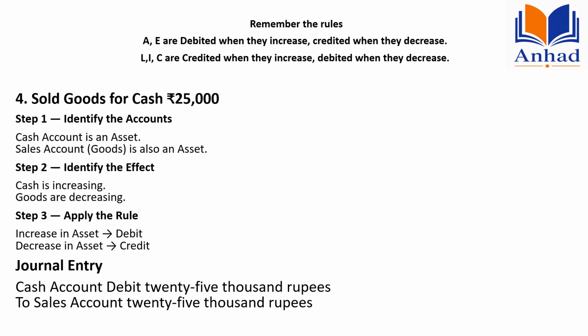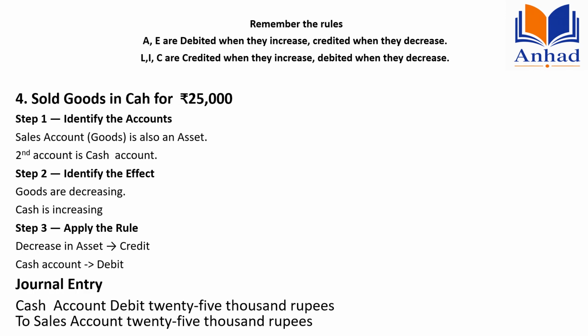Transaction 5. Paid salary of 8,000 rupees in cash. Step 1. Identify the accounts. Salary account is an expense. Cash account is an asset. Step 2. Determine the effect. Salary expense is increasing. Cash is decreasing.